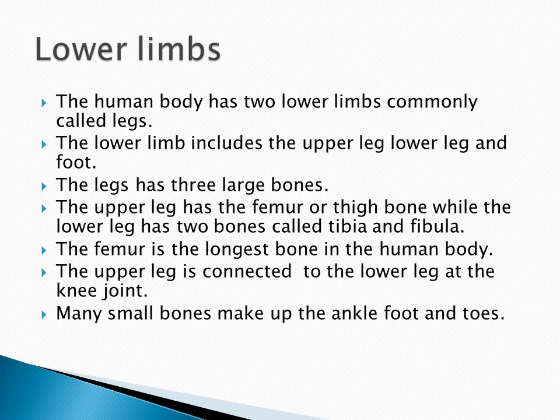I am repeating again, listen. Our human body has 2 legs, the upper leg and the lower leg. Here we have 3 large bones. The upper leg bone is called the femur. It is the longest bone in our human body. Then lower down we have 2 smaller bones. One is called the tibia and the second one is called the fibula. How are these 2 legs, upper and lower, connected? By means of the knee joint. Our ankle, foot and toes are made up of many small bones.